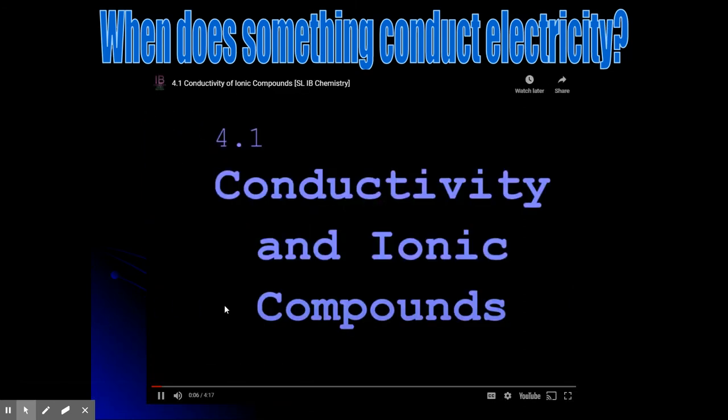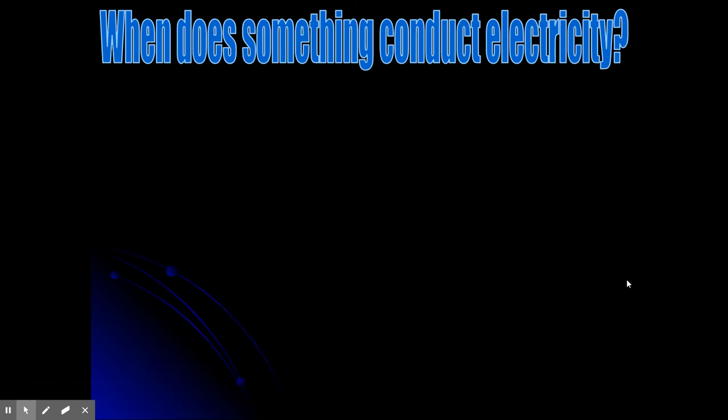All right. Conductivity and ionic compounds. So that's just another way of explaining it, or in a little more detail. Some people like the little graphics. But we talked about metallically bonded things, they can conduct electricity. Ionically bonded things can conduct electricity when they're not a solid.